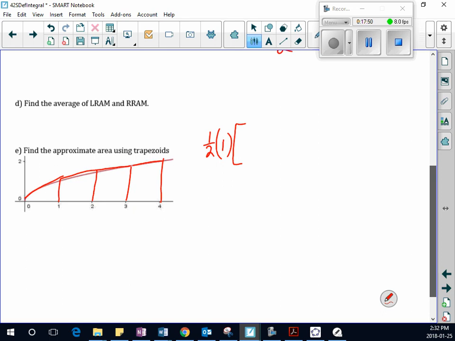1/2 times the width times the first one once. So that's 0. Plus twice the second one. What's the second one? I'm going to put 2 times 1 just so you know what I'm doing. Plus 2 times, what's the second one? Root 2. Plus twice the third one. Root 3. Plus once the last one, which is 2. So let's add her all up.